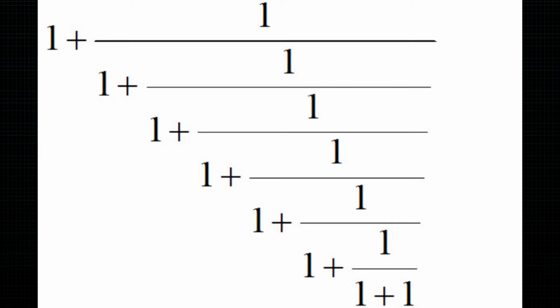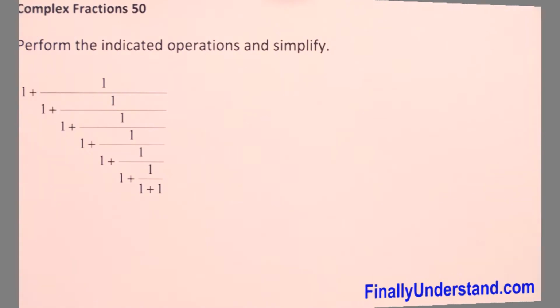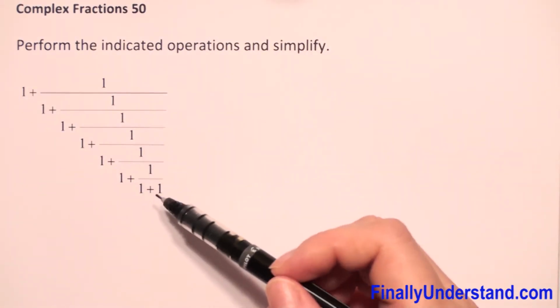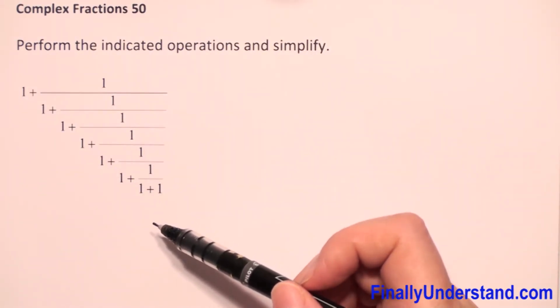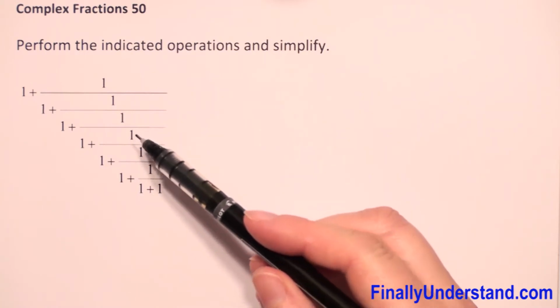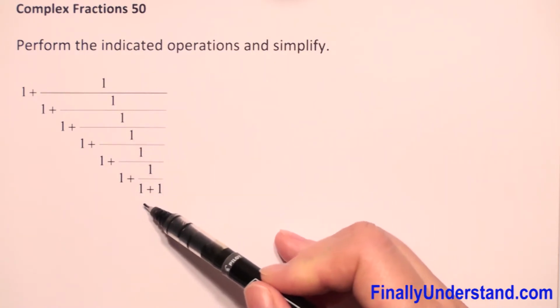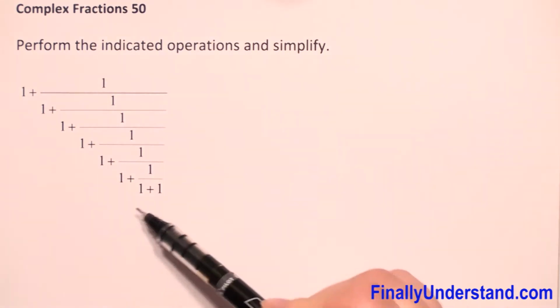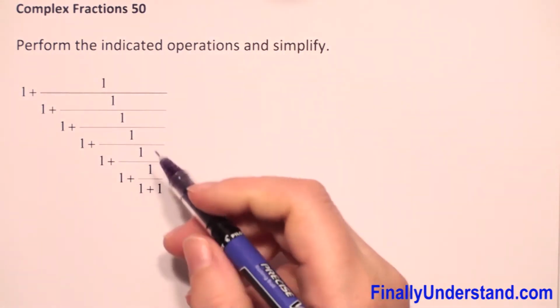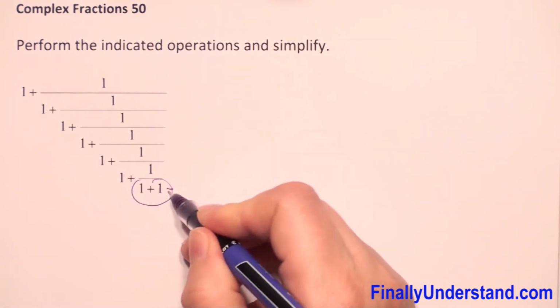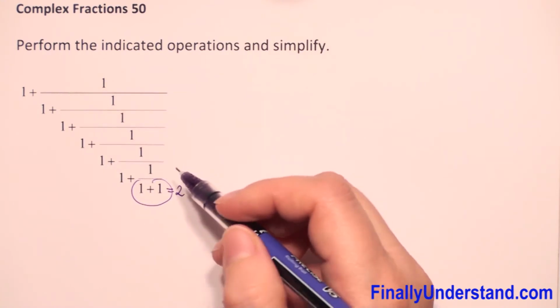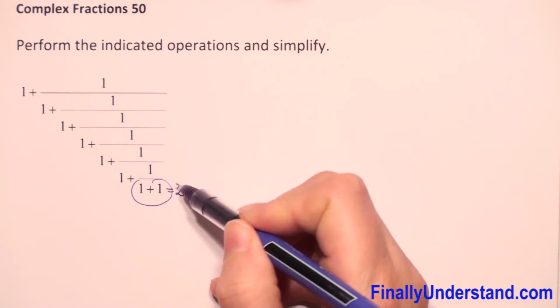We have to perform the indicated operations and simplify. So first, when we have a complex fraction, we have to go inside to the smallest operation which we have here: 1 plus 1. 1 plus 1 is equal to 2. So now we have 1 over 2.